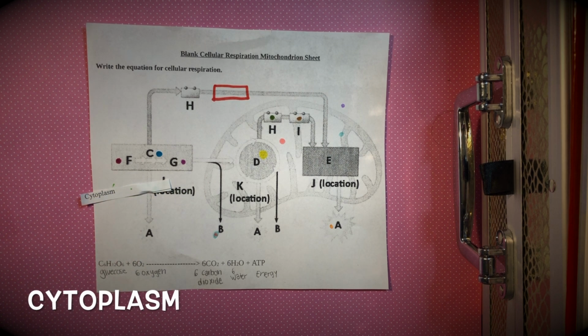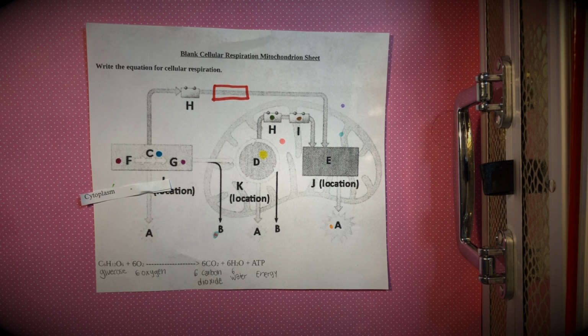The cytoplasm is located in all eukaryotic cells. Glycolysis and fermentation, which are both anaerobic respirations, take place in the fluid portion of the cytoplasm. Glycolysis produces 2 ATPs and 2 NADHs. Fermentation generates NAD+.